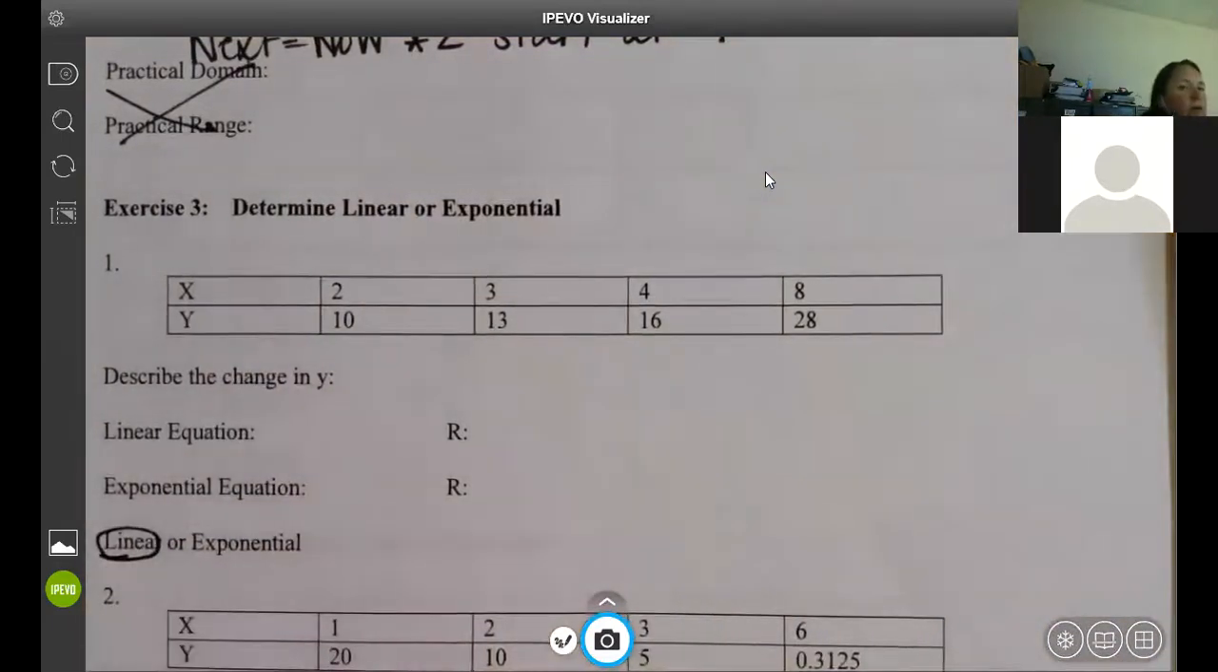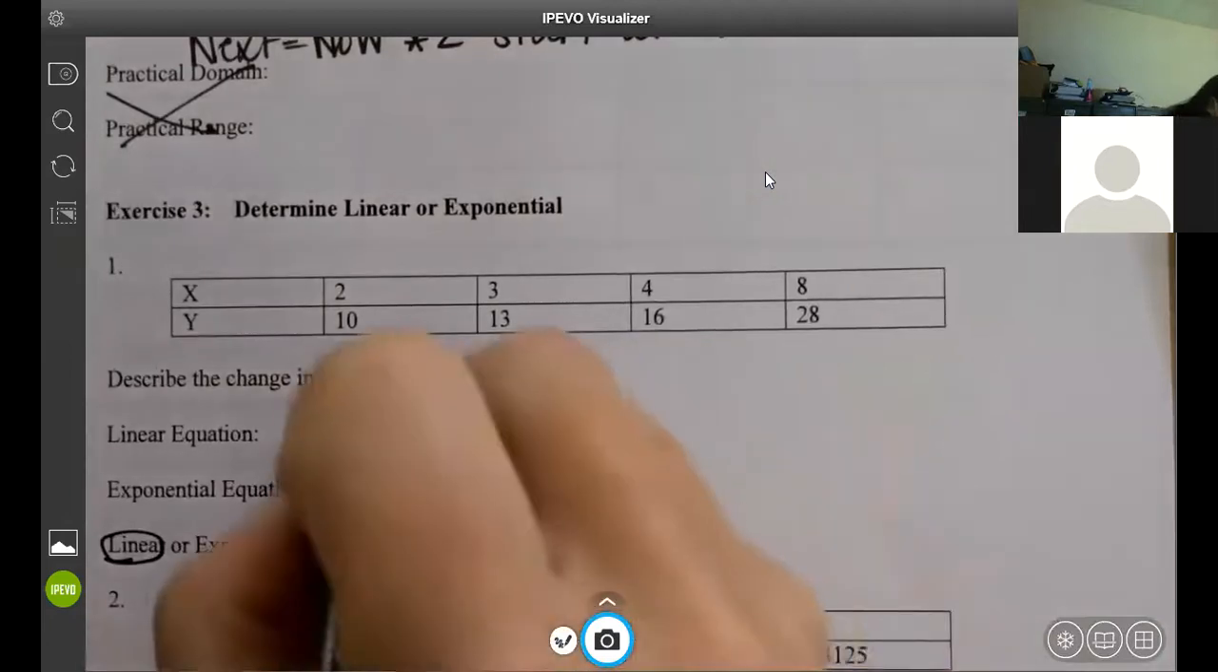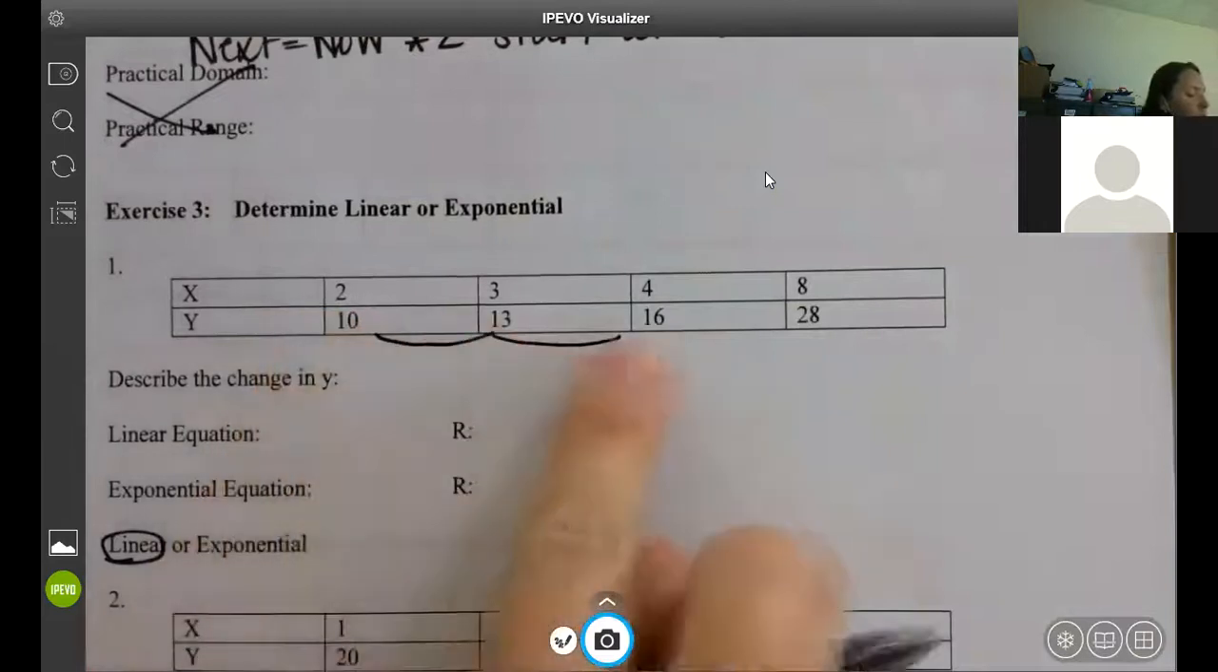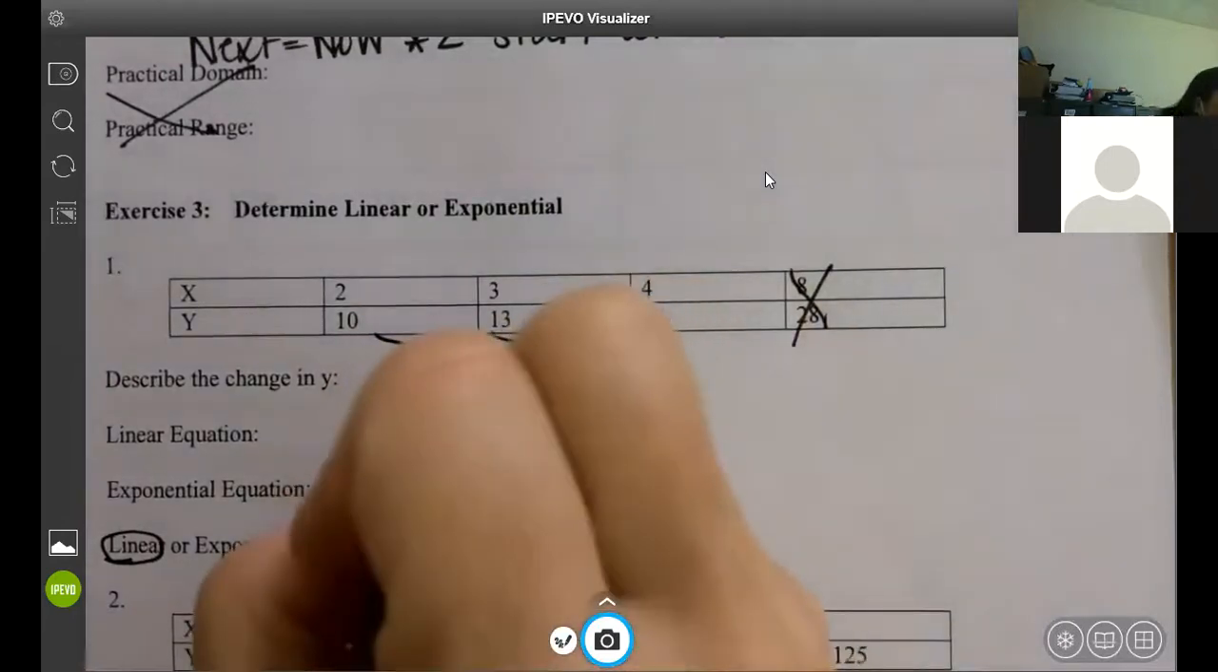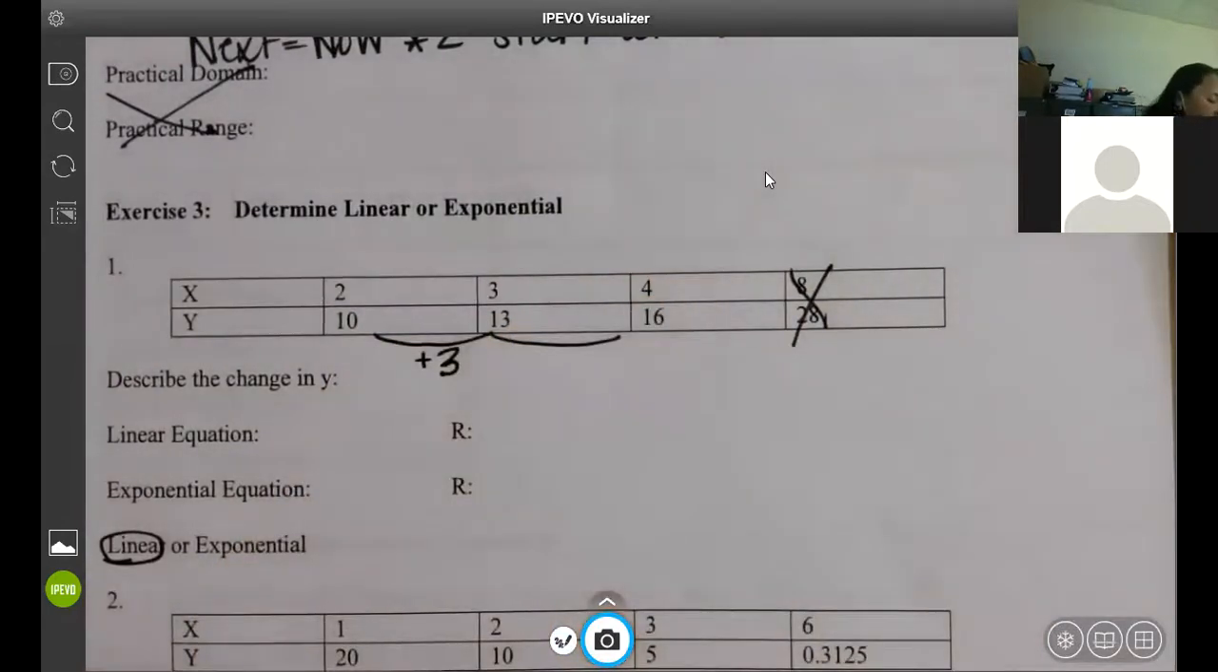We're going to write all our equations out. So describe the change in y. What's happening each time? It's going up by 3. See how we went 2, 3, 4, but then we did like 8, 28. So that one's way out of the range. Okay, so I'm going to just mark that one out. We went up by 3. That'll also tell you that it's linear. That's what we did on the first page.